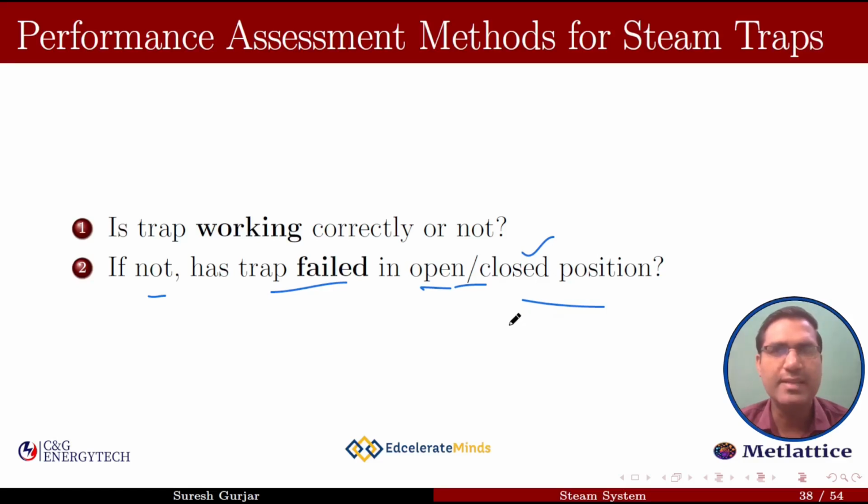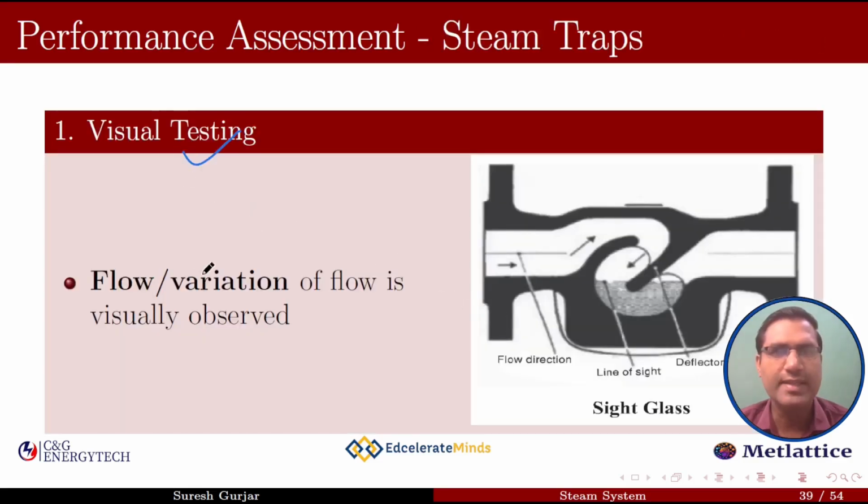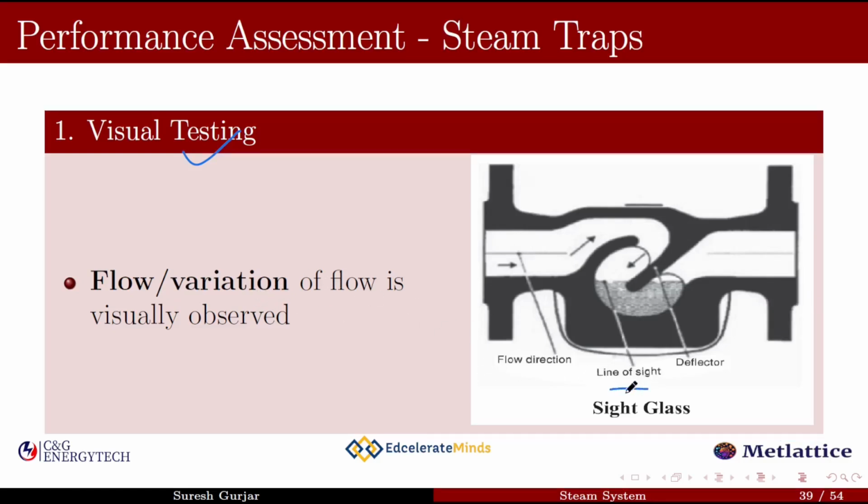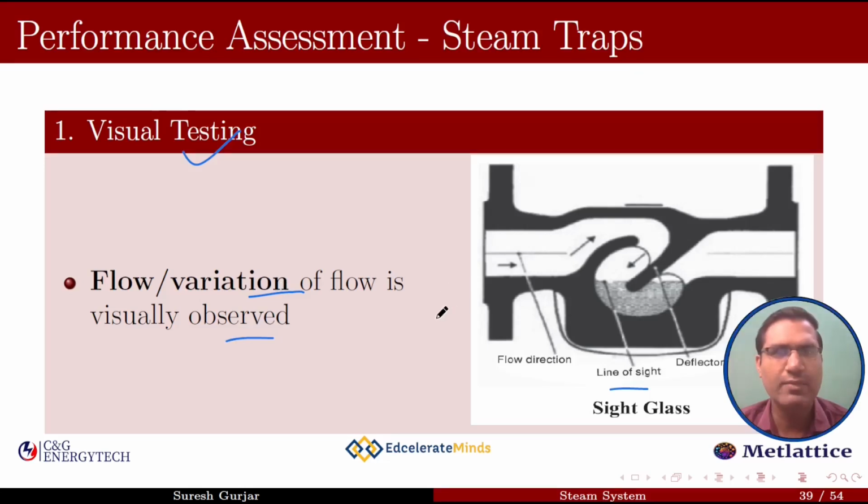The first assessment is visual testing. Visual testing includes traps with open discharge, sight glasses, sight checks. In every case, the flow or the variation of the flow is visually observed. If condensate can be diverted ahead of the trap or a secondary flow can be turned off, the load of the trap will drop to zero or a very minimal amount. So the visual test will allow in determining the leakage.